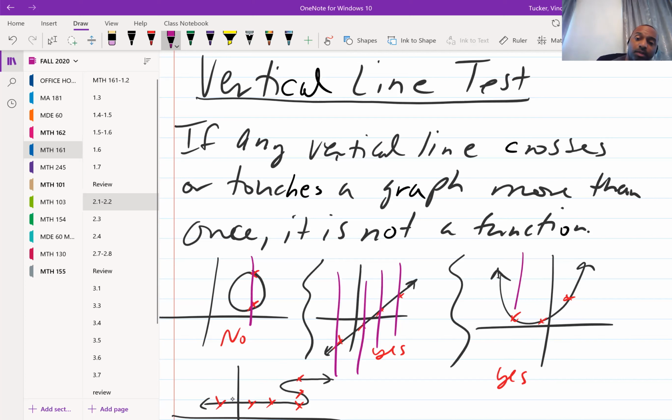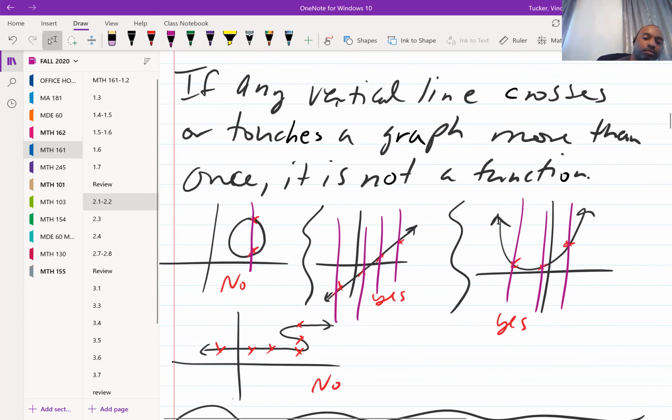Same thing with the parabola. No matter where I draw a vertical line, it's only going to touch it once. That means it is a function. Then this fourth one, this last diagram, even though over here, no matter where I drew my line, it only touched it once, when I get over here, it touches it 3 times. So that means it is not a function. Once again, if any vertical line crosses or touches the graph more than once, it is not a function.